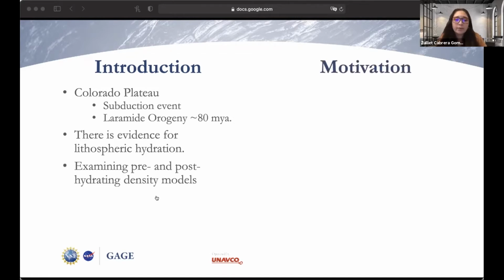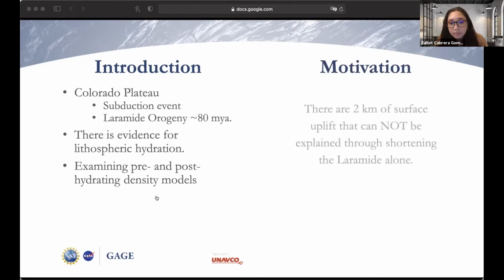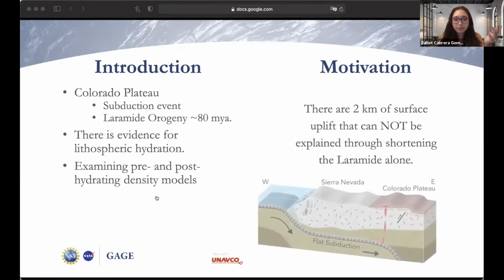Now, why are we looking at this? Well, the reason we are is because there is 2 kilometers worth of surface uplift that cannot be explained through the shortening of the Laramide alone. And we'll take a closer look at the effect of hydration on lower crustal density. And in the image, you can see that there's a huge space left from the subduction event, and it's quite large.